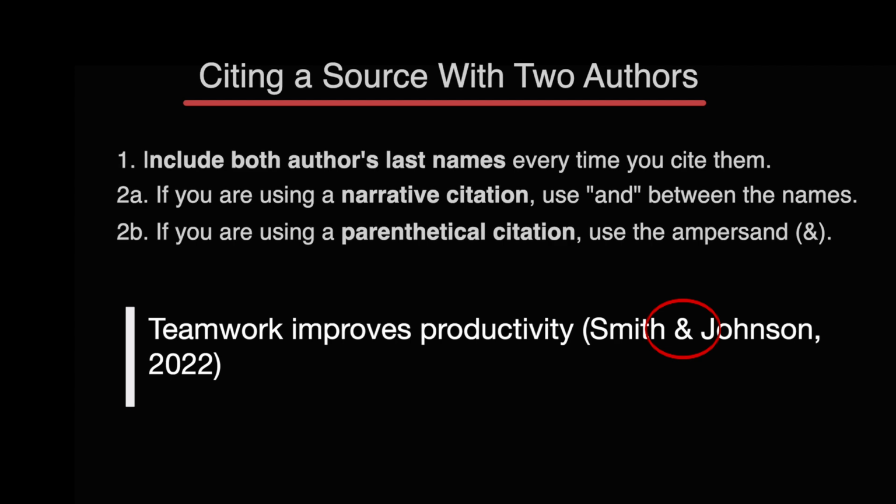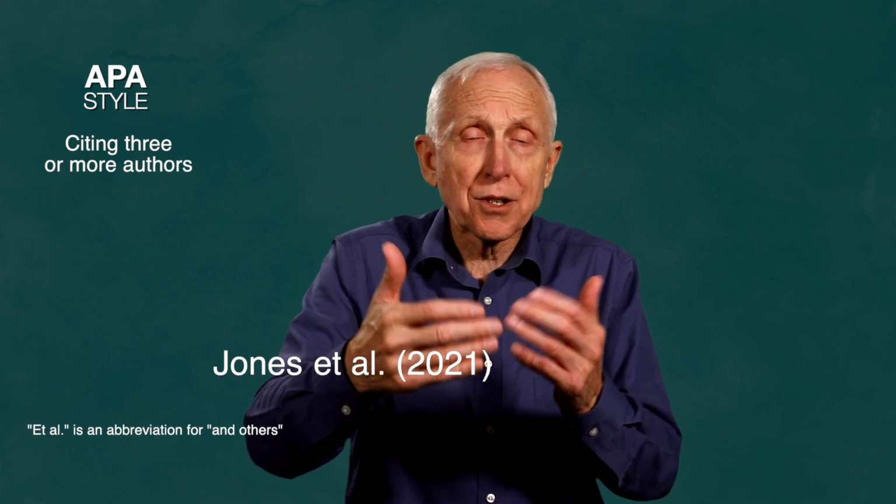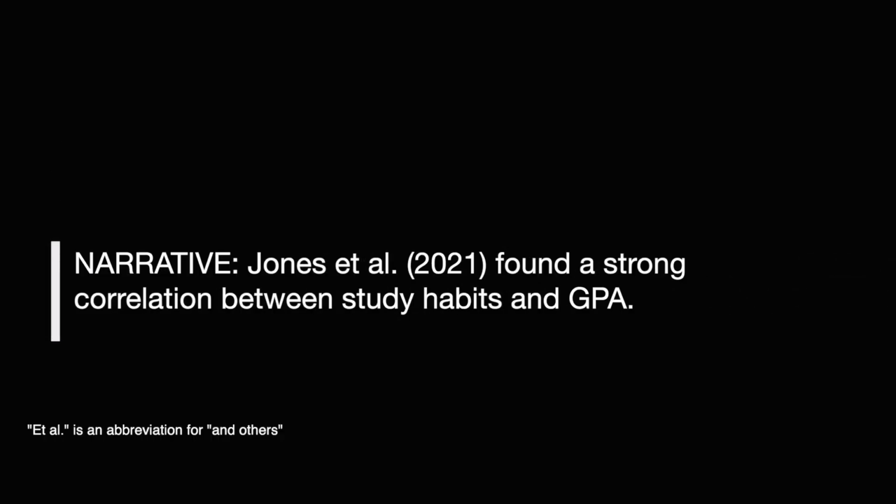Now, when citing a source with three or more authors, it does get a little easier. Just use the first author's last name followed by et al. Et al. simply means "and others" in Latin. For example, Jones et al., 2021, found a strong correlation between study habits and GPA.